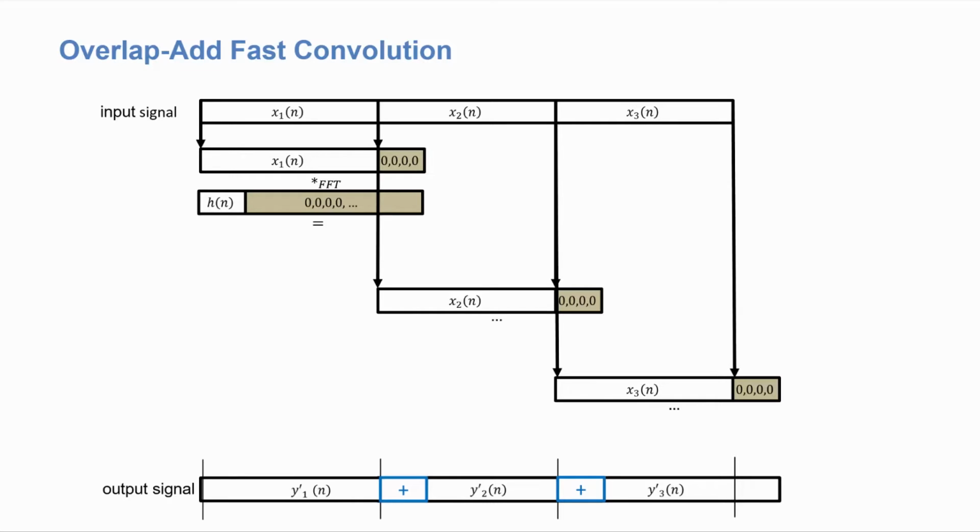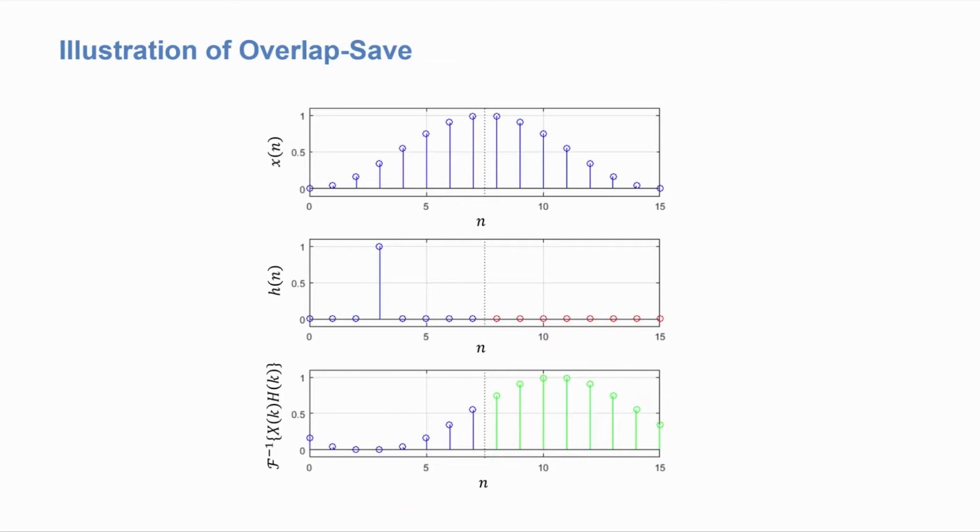The alternative to overlap-add fast convolution is called overlap-safe. It is based on the observation that when zero padding the impulse response by a given number of zeros, then the result of the fast convolution will contain at least the same number of samples that are free from time aliasing. This is illustrated here.